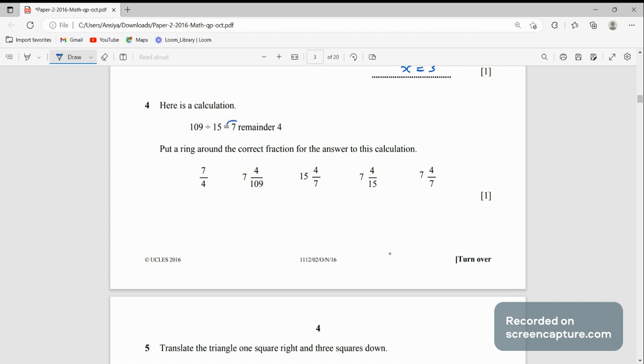For writing a mixed fraction, always write the answer first, then the remainder. The remainder always comes up, and the divisor, the number we divided by, always comes down. You can remember it like this: Q, R and D. Q for quotient, the answer, should come first. The remainder should come up, and the divisor should come down. This is the way we make a mixed fraction. So here is our answer.